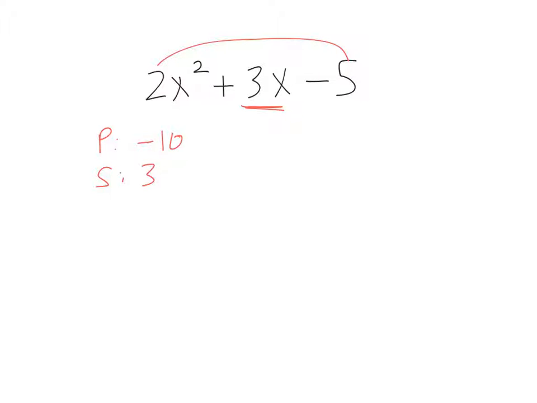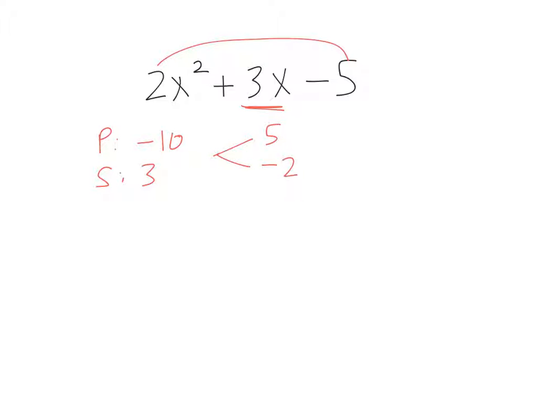So you multiply the first times the last. That gives you your product, which is the number that you have to find. You have to find two numbers that multiply together to give you that product. So two numbers that multiply to give you negative 10. And then the middle number is your sum. So two numbers that add together to give you 3. So what are the two numbers that if I multiply them together give me negative 10? If I add them together give me 3?